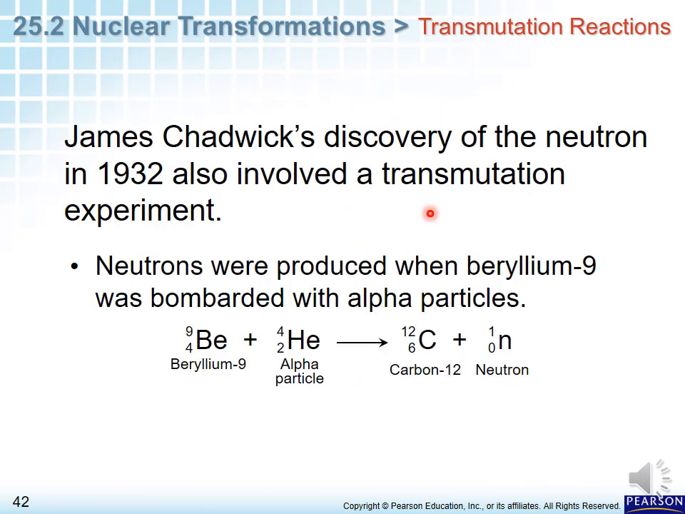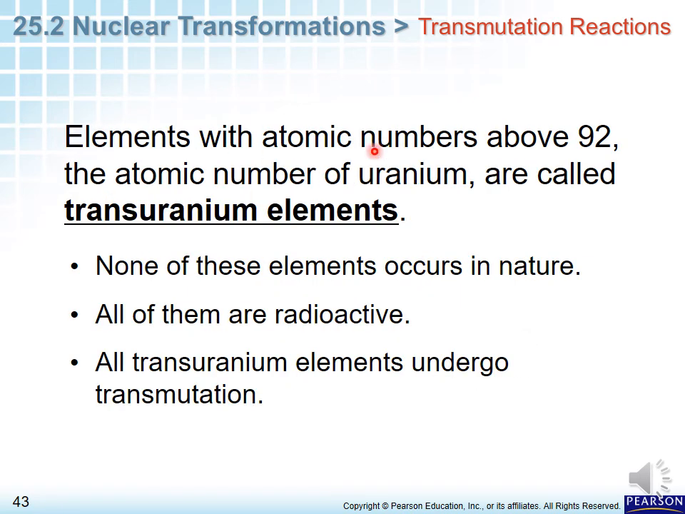atomic structure. James Chadwick's discovery of the neutron in 1932 also involved a transmutation experiment. Neutrons were produced when beryllium-9 was bombarded with alpha particles. So you can see here, beryllium, when bombarded with an alpha particle, becomes carbon-12 and a neutron is released. Elements with atomic number above 92, the atomic number of uranium, are called transuranium elements. None of these elements occur in nature, all of them are radioactive, and all transuranium elements undergo transmutation.